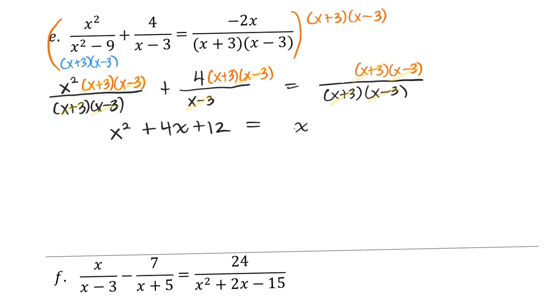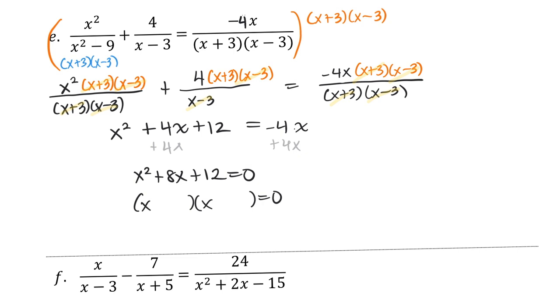Now let's see if this works. So I'm going to add the 4x over. So I get x squared plus 8x plus 12 equals 0. Let's try to factor it. 3 times 4 is 12, that adds up to 7. 2 times 6 is 12, and that adds up to 8. So I got x equals -2 and x equals -6.